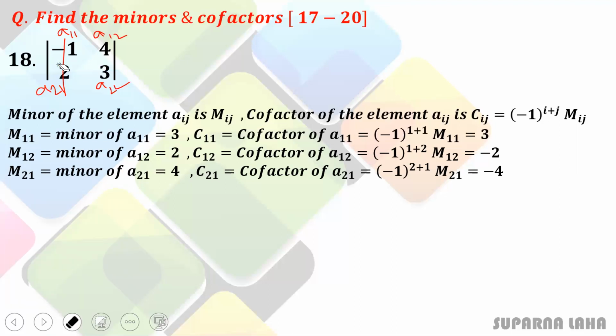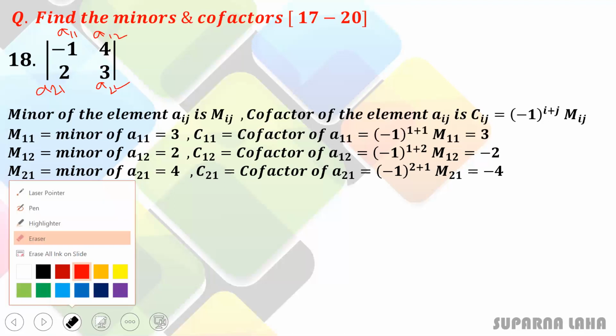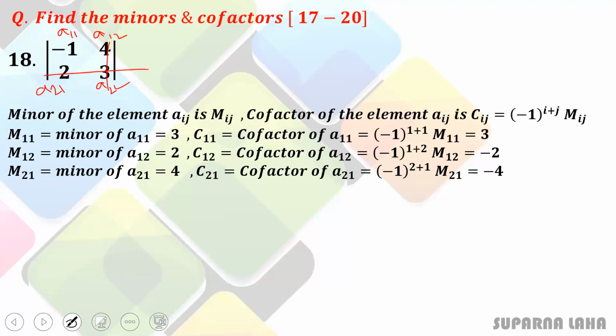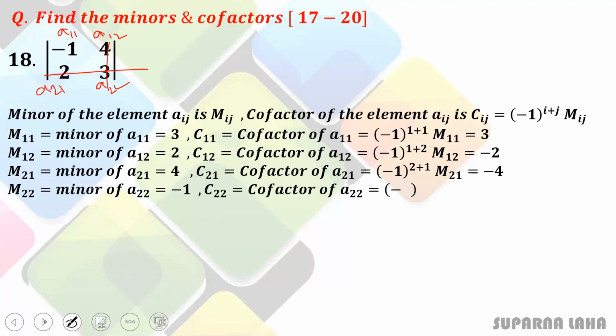Again remove this second row and the second column. So the remaining number is minus 1. So that means the cofactor is also given by minus 1, since 2 plus 2 is 4. Minus 1 whole to the power 4 is plus 1 and multiplied with minus 1, so that will be minus 1.